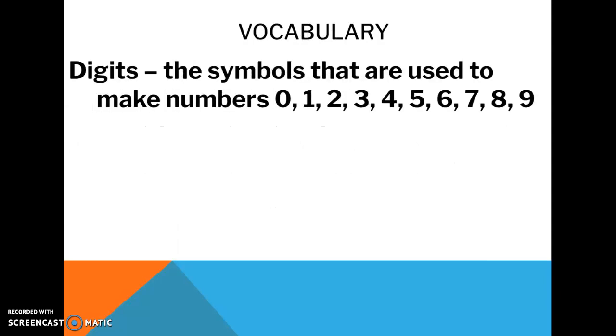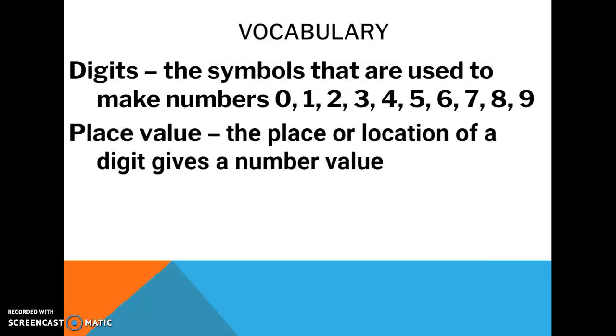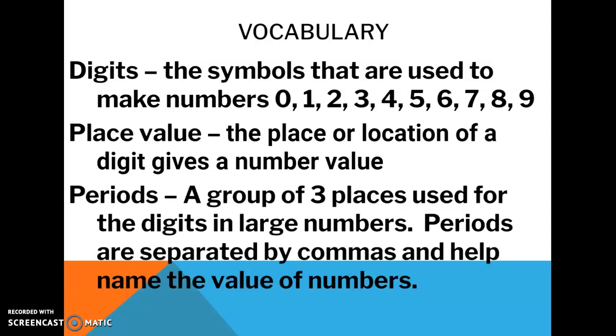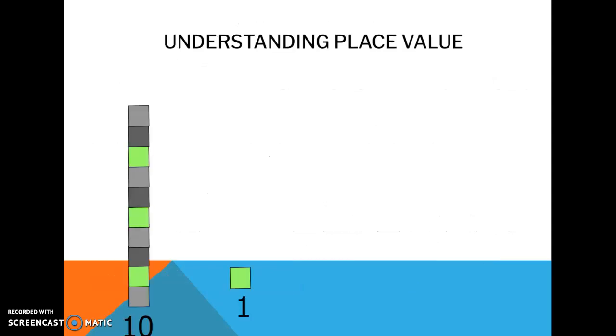Here's some vocabulary that's very important. Digits, the symbols that are used to make numbers. 0, 1, 2, 3, 4, 5, 6, 7, 8, 9 are digits. Place value, the place or location of a digit gives a number value. Periods, a group of three places used for the digits in large numbers. Periods are separated by commas and help name the value of numbers.